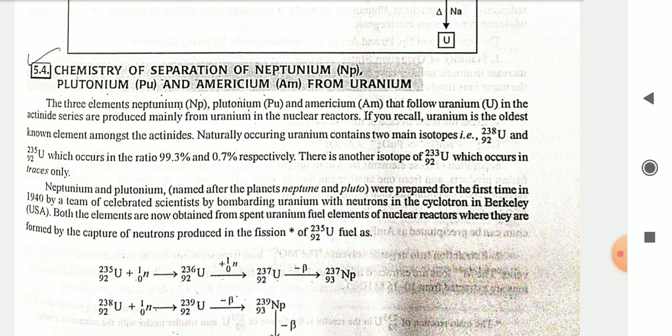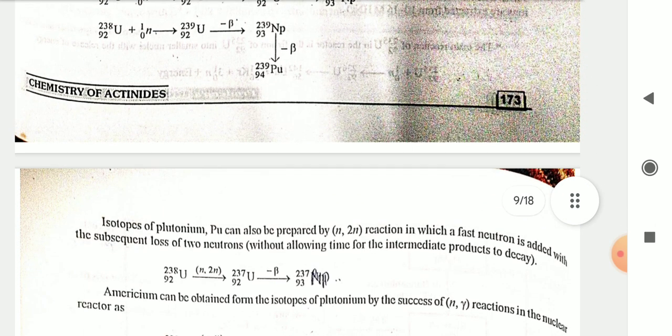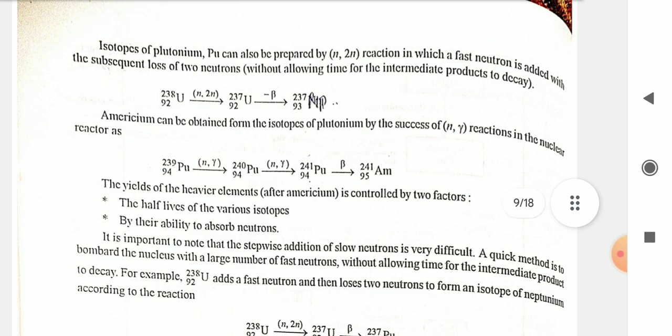Both the elements are now obtained from spent uranium fuel elements of nuclear reactors, where they are formed by the capture of neutrons produced in the fission of U-235 fuel. An isotope of plutonium can also be prepared by an n,2n reaction, in which a first neutron is added with the subsequent loss of two neutrons without allowing time for the intermediate product to decay.